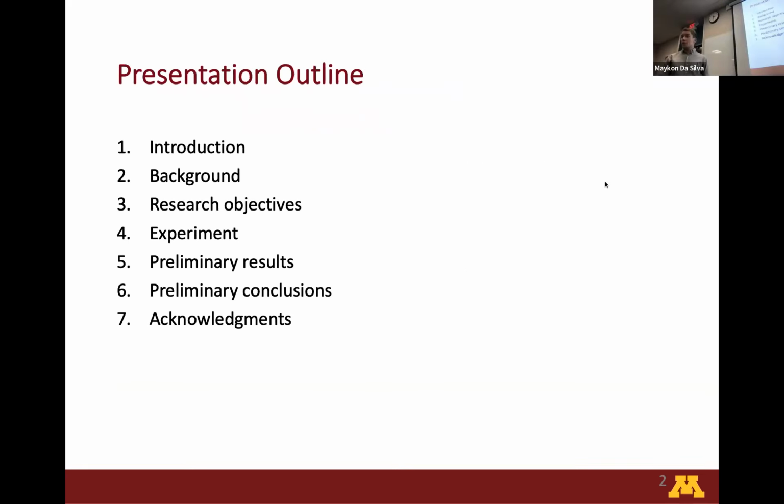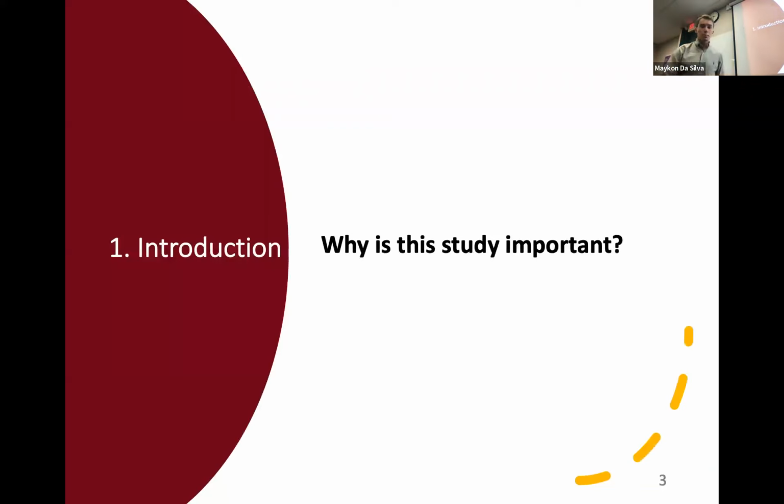So this is my presentation outline. We'll briefly go through an introduction and then move to the background, research objectives, experiment, preliminary results and conclusions, and then finalize with acknowledgements. To start, I would like to briefly introduce you to my project and state why it is an important study.